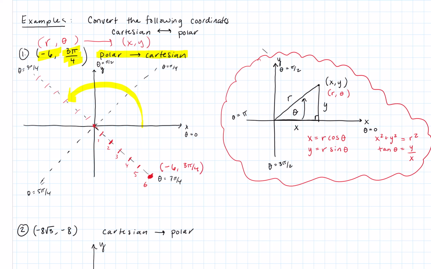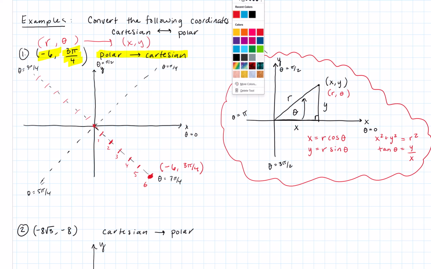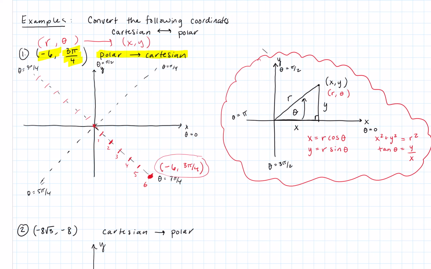Now, one thing to note as I'm plotting that point right there: in the polar coordinate system, there are an infinite number of ways to describe this exact same point. So we went to -6, 3 pi over 4. But just a quick note, if we wanted to rewrite it in a different form, if we had rotated from 0 in a clockwise manner instead of a counterclockwise manner, this would have taken us to +6 and negative pi over 4. We could also say that this is 6 and 7 pi over 4.